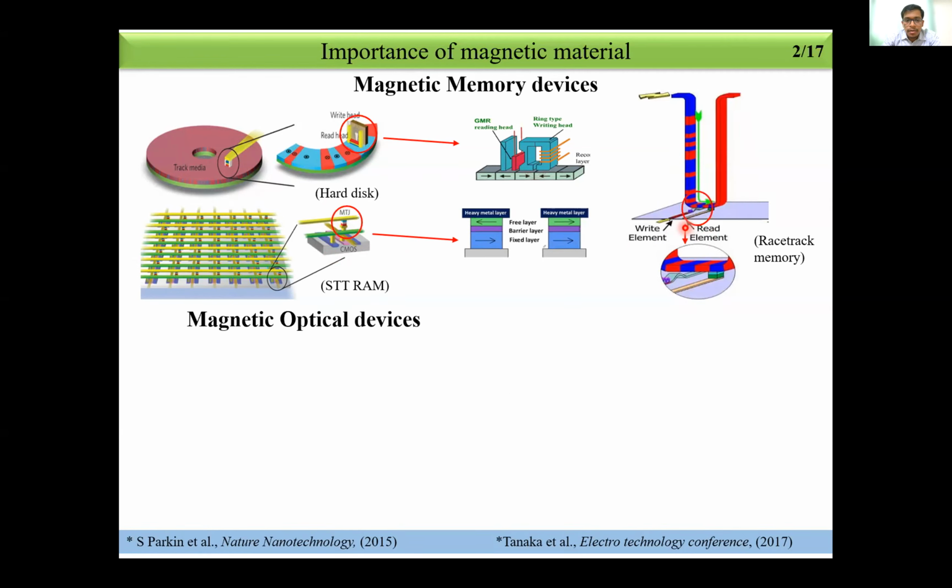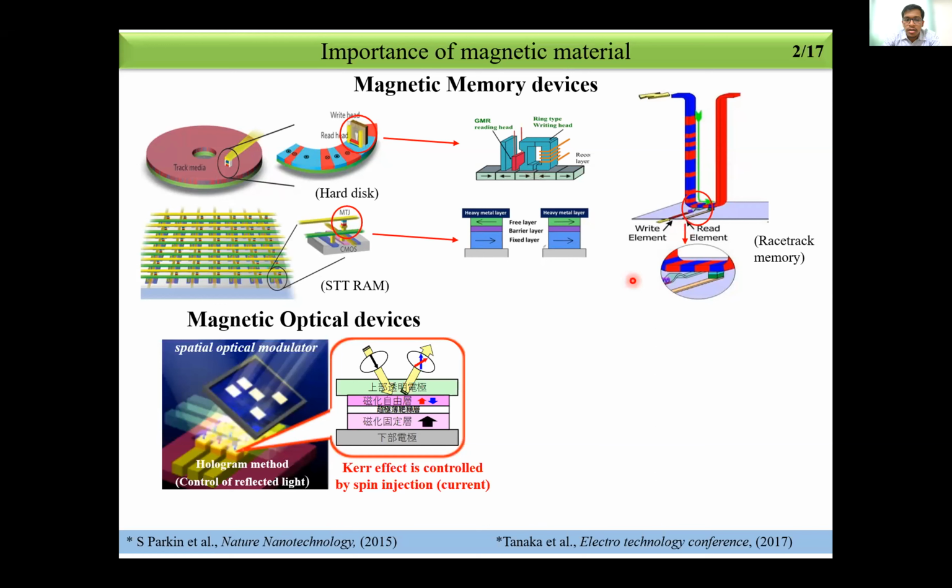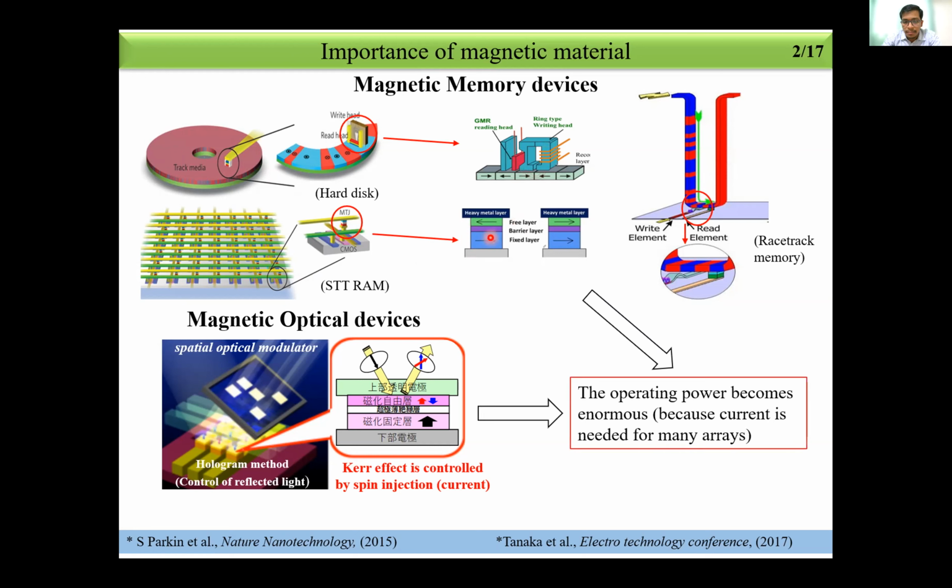If we think about magneto-optical devices, for example the spatial light modulator, which needs the Kerr effect, the Kerr effect should be highly remarkable in this case, and this also needs spin current to write data. In all these devices, we found one problem in writing data: we need either an inductive current or a spin current, which consumes a very high amount of energy.